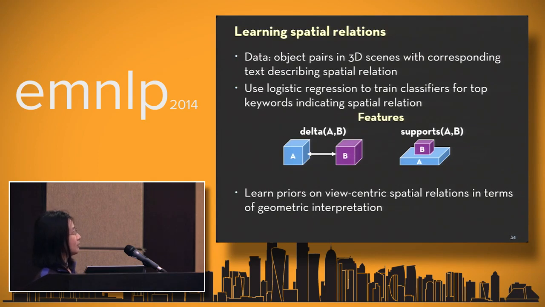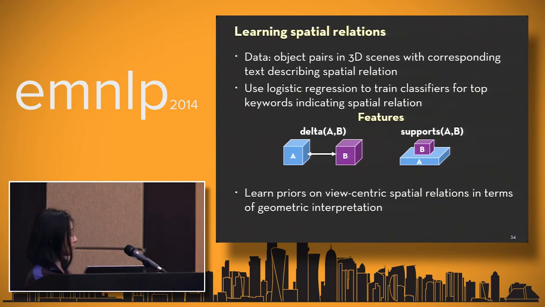We do this using a fairly simple method. We basically take the top 15 keywords from the aggregated user responses as our relations, and for each relation, we then train a logistic regression classifier indicating how likely two objects in a scene are to have that relation. And our features are geometric features such as the relative position between the two objects and whether another object is physically supported by some other object.